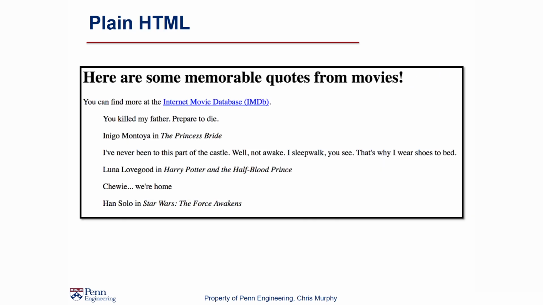Here's another example of plain HTML. It's some memorable quotes from movies. Most of the appearance is just the default appearance as decided by the Google Chrome browser. Maybe there's some things that we've specifically decided on the appearance. For instance, we've said this is the header, so we know it will be bold and a little bit bigger. Here's a link to another page. It's blue and underlined. We'll see links later.